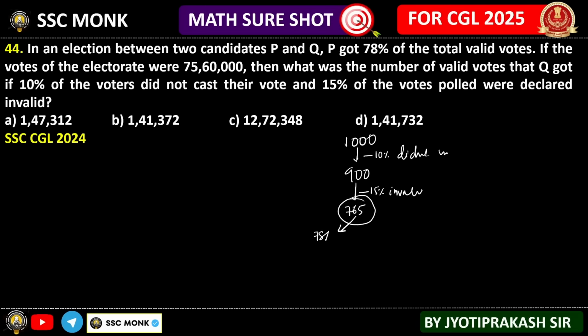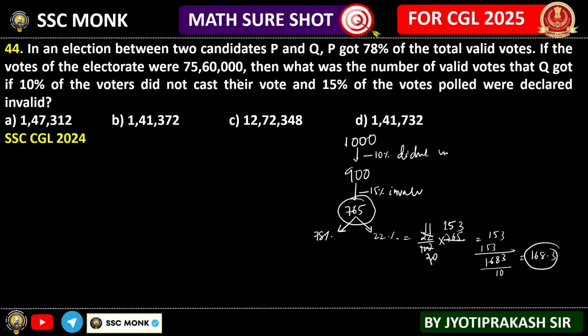78% goes to the winner, 22% goes to the loser. 22% of 765 can be written as 22 by 100 into 765. 5 2s are 10, 5 5s are 25, 5 3s are 15. 11 into 153 is equal to 1683. That is equal to 3861... that is equal to 168.3.